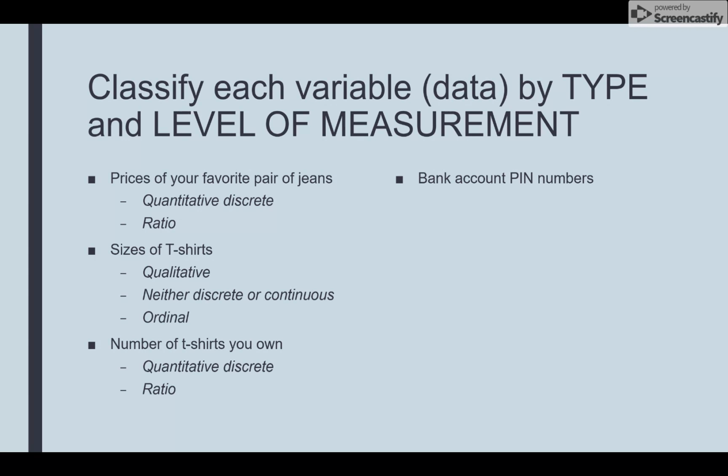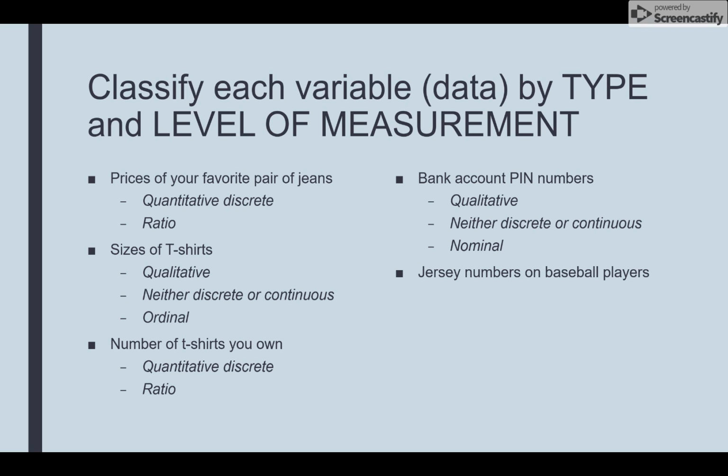Bank account PIN numbers. Well, it is numbers, but do I calculate with those numbers? Not usually. So that makes a bank account PIN number qualitative, which means it's neither discrete nor continuous. And it would simply be at the nominal level. Okay, there's no sense of order or ranking to bank account PIN numbers.